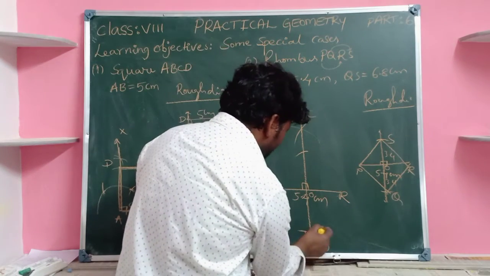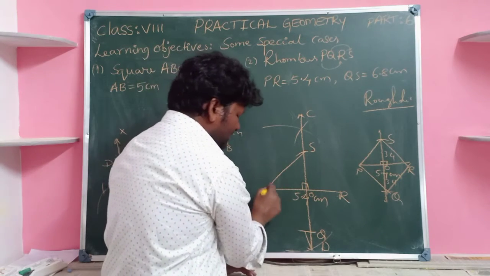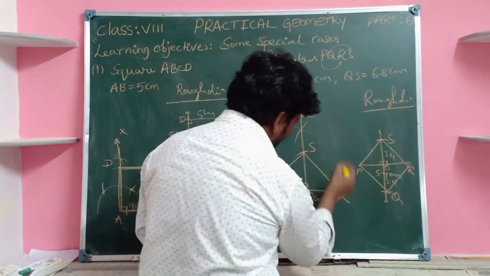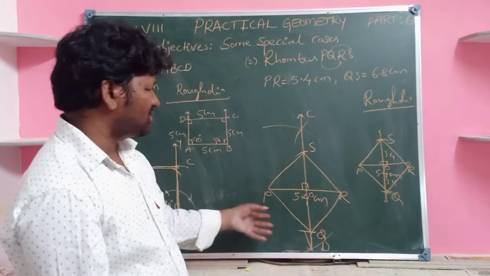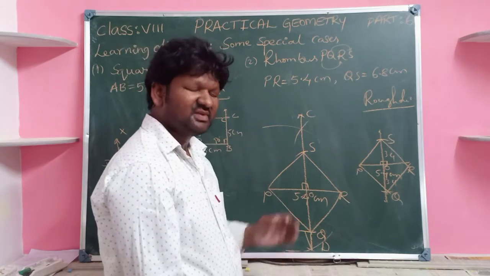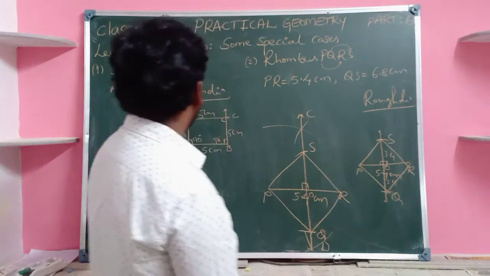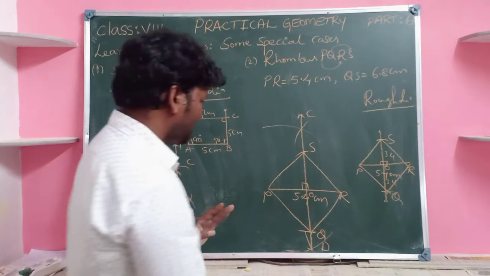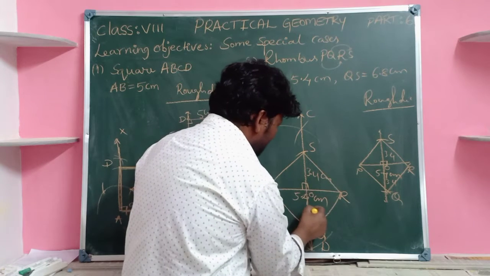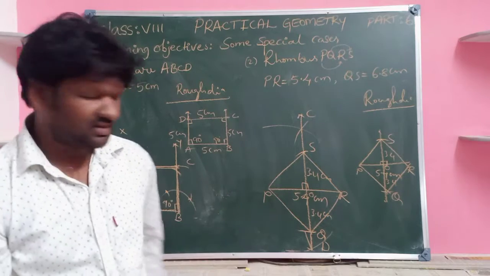Now this point is Q and this point is S. Then join PS, PQ, QR and RS. So this is the process to construct a rhombus. In the special case, for a rhombus they will give the two diagonal values, and for a square any one side value. So this is 3.4 centimeter and this is also 3.4 centimeter. So this is our required rhombus.